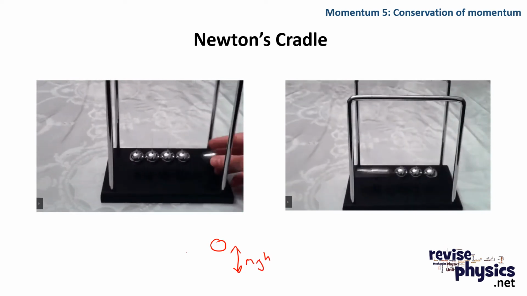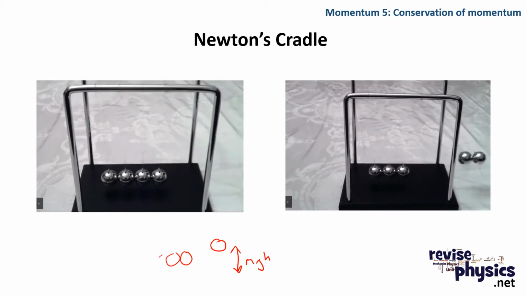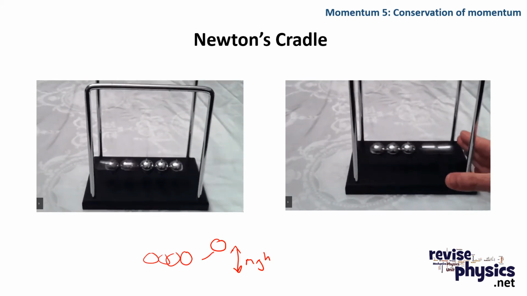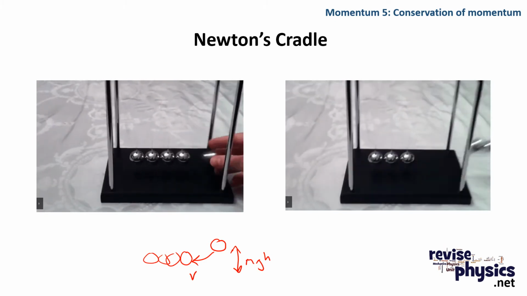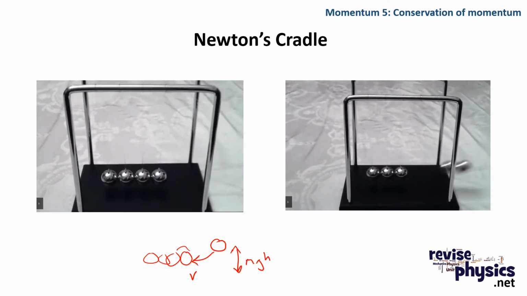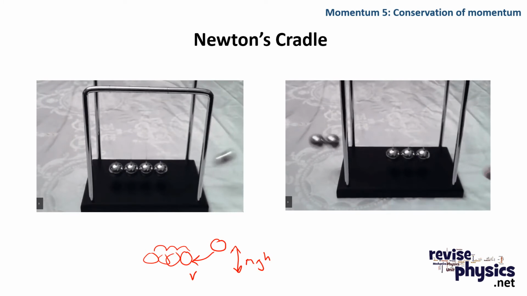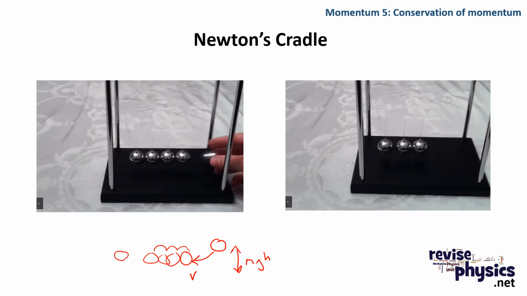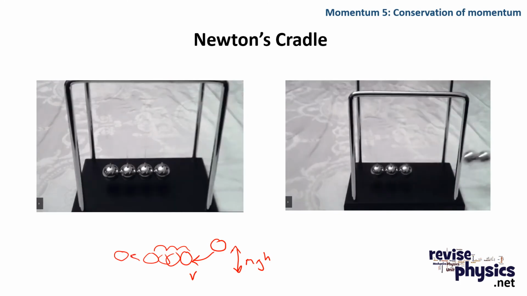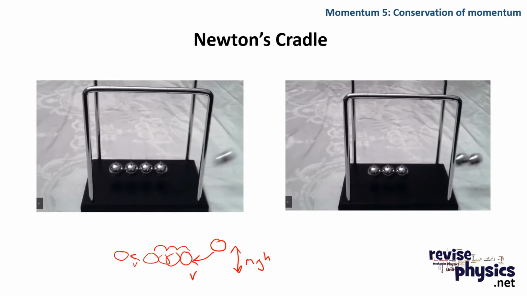and as it swings towards the rest of the balls, at the point of impact it will have velocity v, and we can see that momentum transfers between the balls and out the other side with velocity v comes one of the other balls.